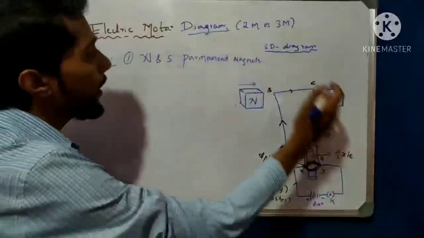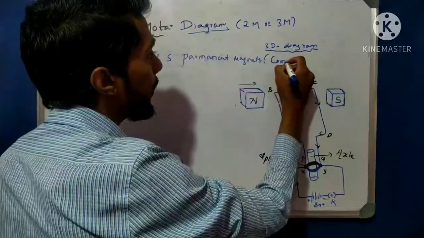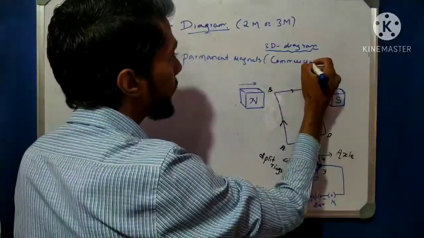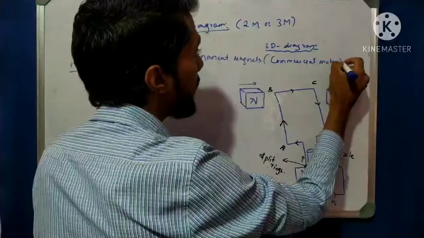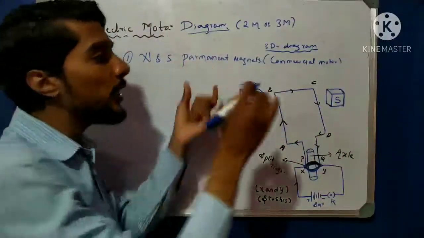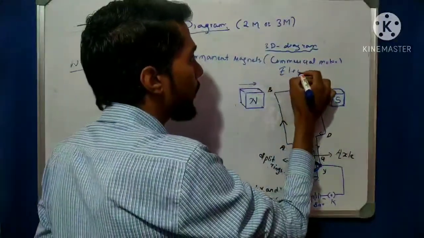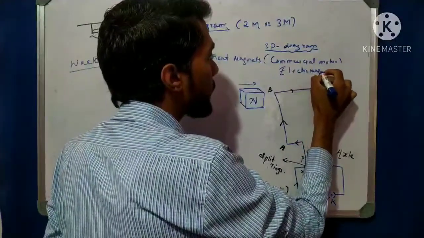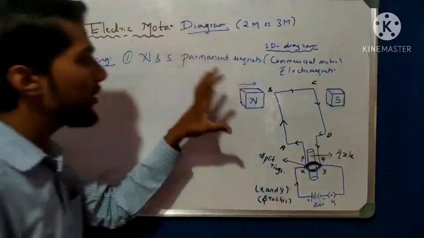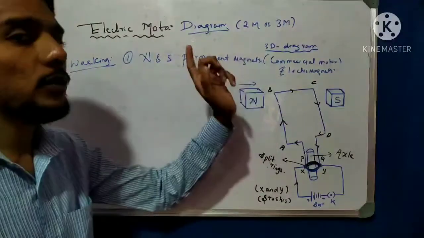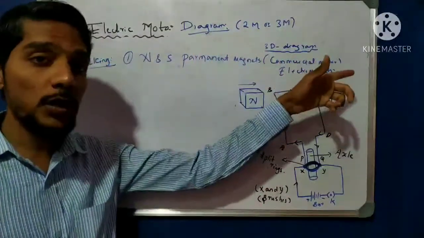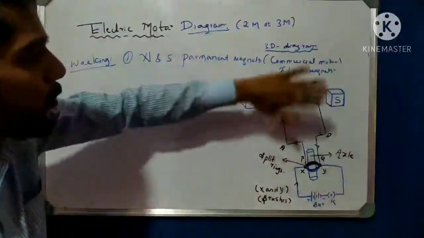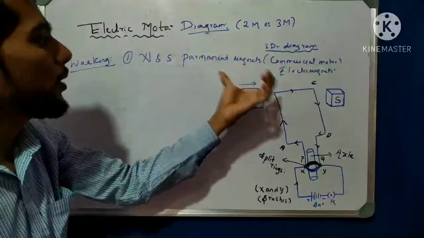I can write here: in commercial motors, in place of permanent magnets, we use electromagnets. That is the difference. But here I use only permanent magnets. When we discuss commercial motors, then we will cover this. So avoid this concept here and only use permanent magnets.